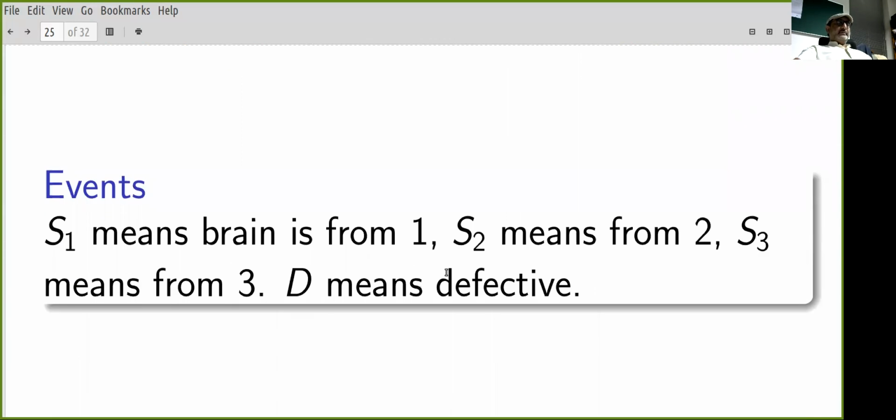Okay, so some events that are of interest here. S1 means that it came from supplier 1. S2 means the brain came from supplier 2. S3 means it came from 3. S1, S2, and S3 are a partition set. D means defective. D and D complement would also partition the sample space.